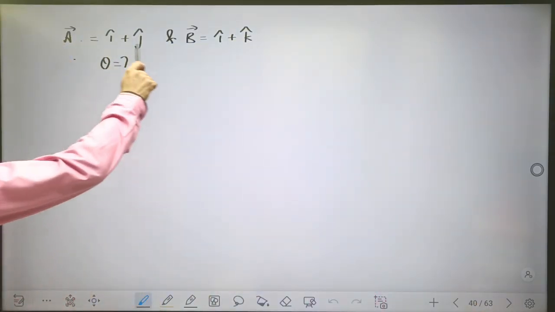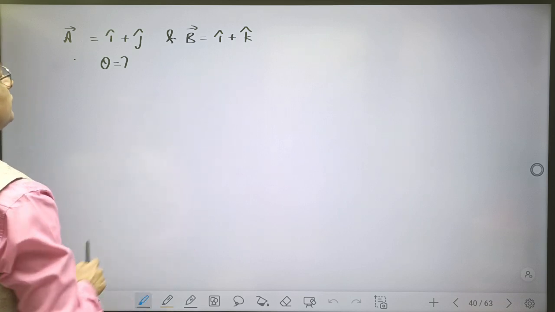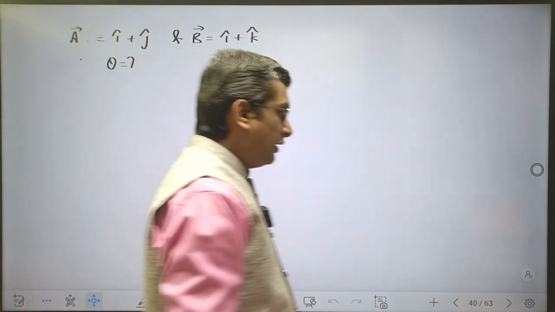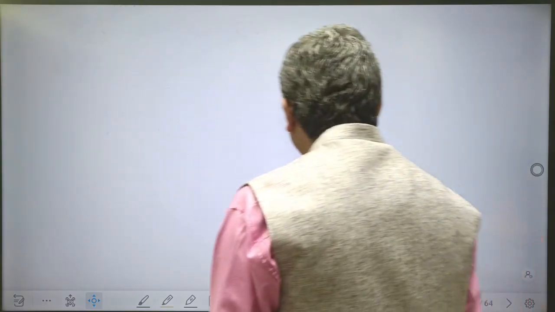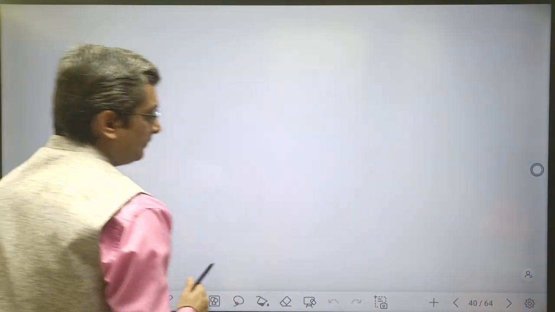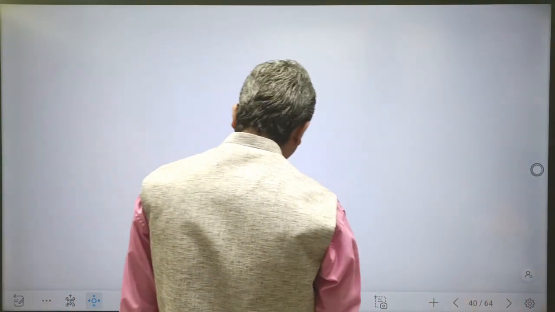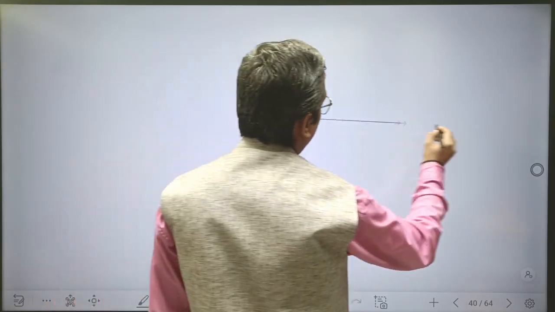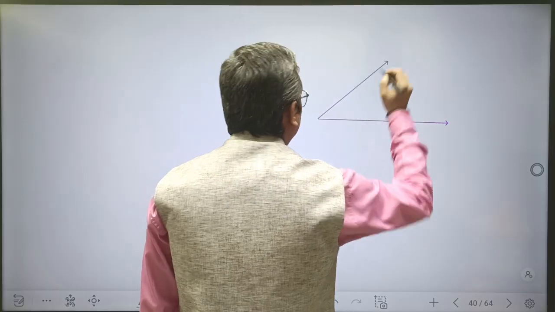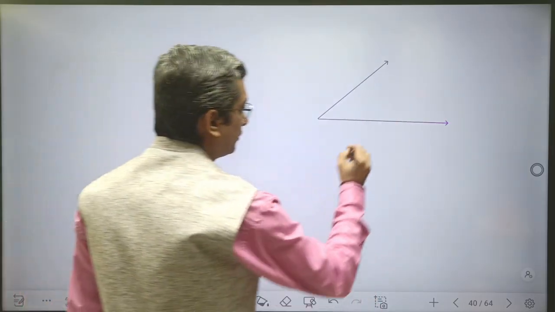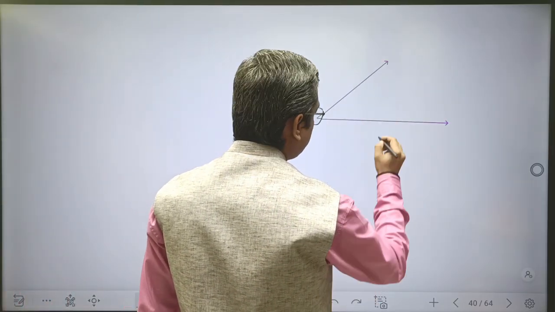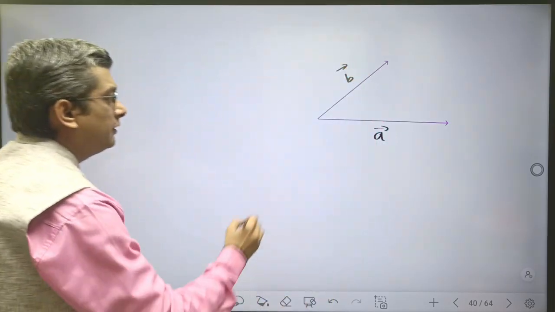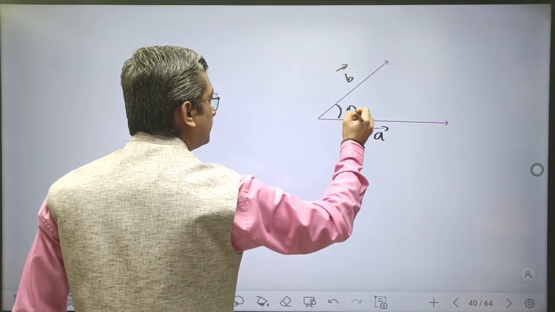Next, A is equal to I cap plus J cap, B is equal to I cap plus K cap. Now it's a very important topic. If you observe carefully, what is the dot product? Let us suppose I am drawing two vectors, A vector and B vector. Very important topic, dear friends, very important. This is vector A and this is vector B. Now the angle between the two is theta.